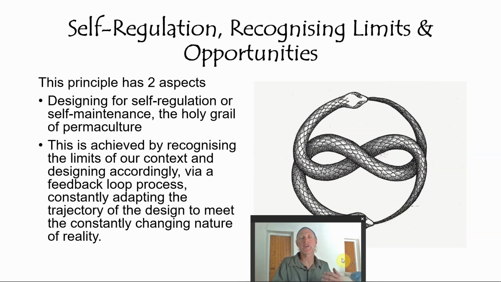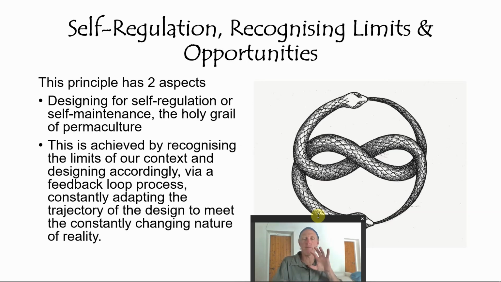And so this principle has two aspects. It has the aspect of designing for self-regulation or self-maintenance, which is the holy grail of permaculture. And this is achieved by recognizing the limits of our context and designing accordingly so that our designs do not overstep the limits. And we understand those limits via a feedback loop process. It's information that's coming back to us as a result of whatever we put out into the world. So how we establish our designs will then give us feedback, and we adjust.